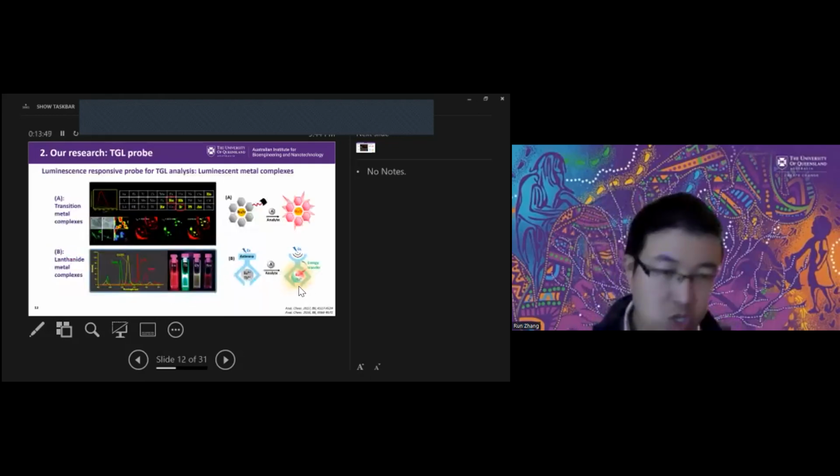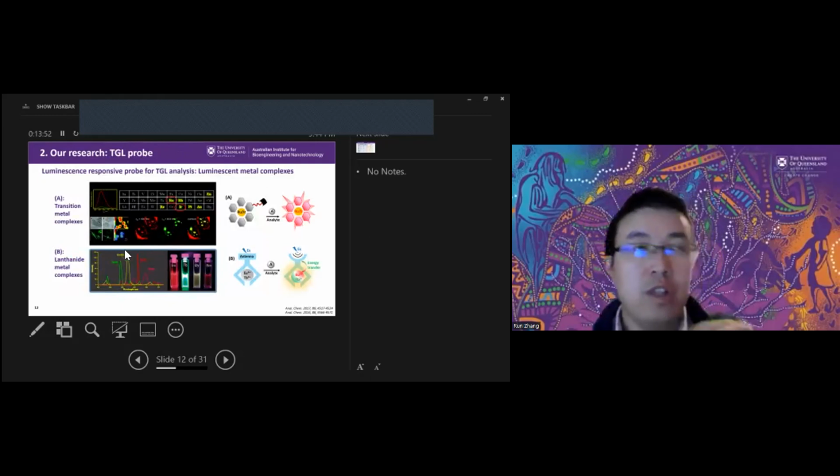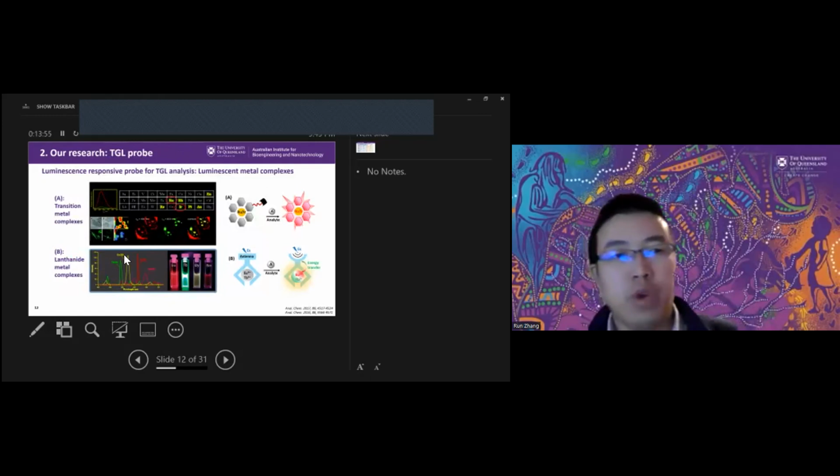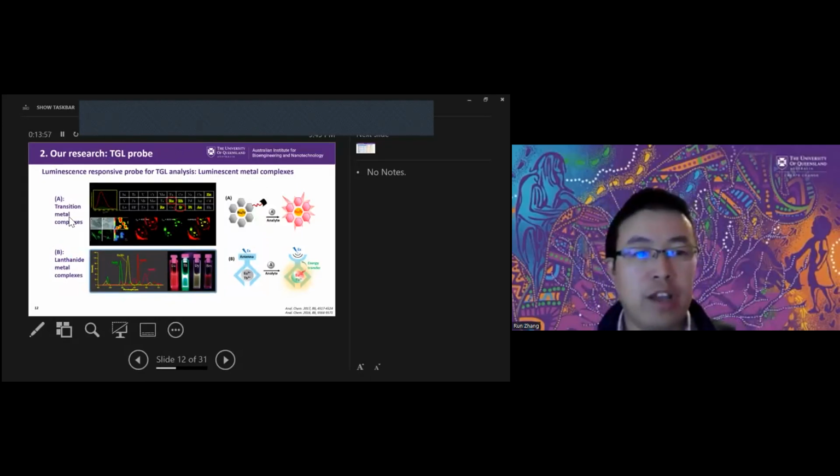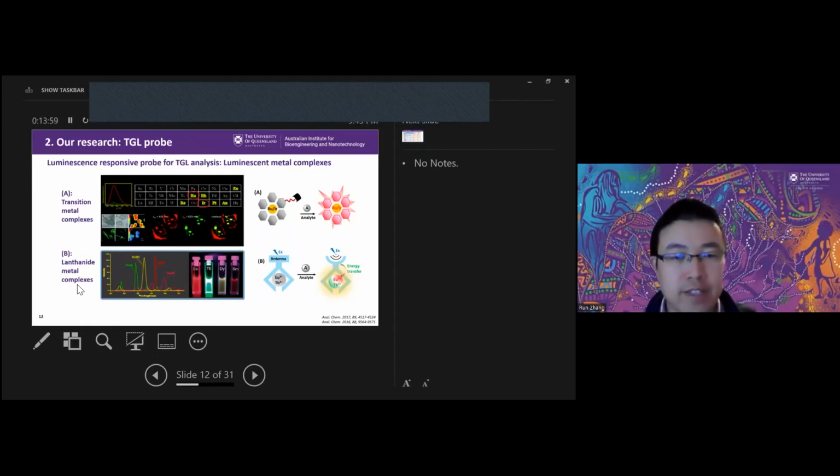So for the first stage, we are using the time-gated one. We can see here the long-lifetime dyes. Here we can use transition metal complexes and also lanthanide chelates. For transition metal complexes, we normally use similar dyes, and we just need to modify the structure of the pyridine ligands to get the probe.